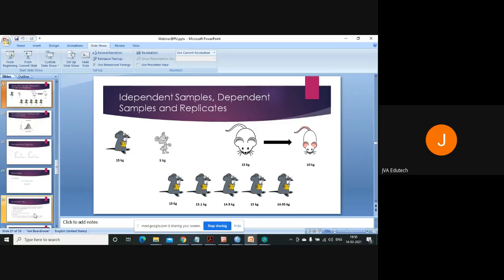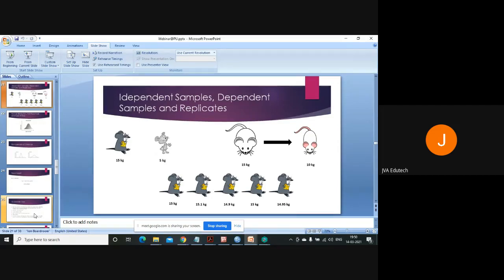Now, what are the independent samples? What are the dependent samples? And what are the replicates? So I'm taking this example of a rat. We took two rats. To one rat, we gave the normal diet. To another rat, we fed a lot of cheese, a very rich diet, and then took their weight. Now you can see that the rat which was given the normal diet weighs 5 kg, and the rat fed with a lot of cheese weighs 15 kg.